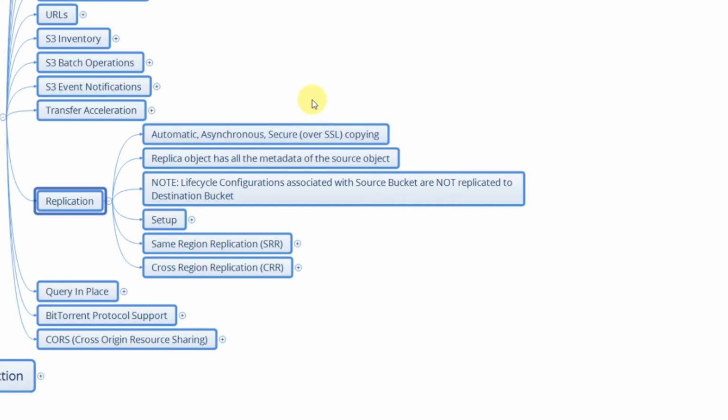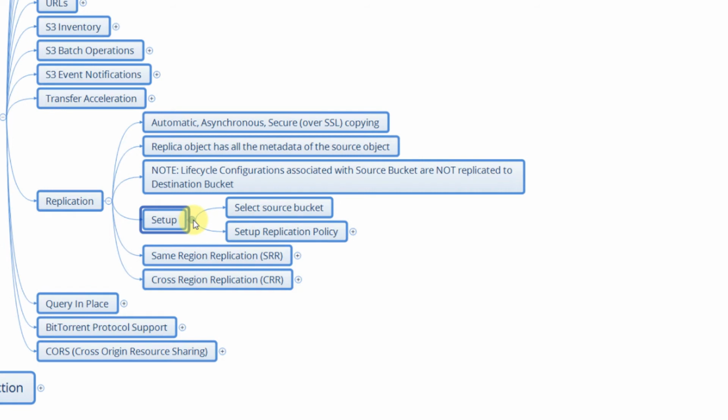Replication is a feature that allows automatic, asynchronous, and secure copying of objects within a region or across regions. The replica object has all the metadata of the source object. But note that lifecycle configurations that were created in the source bucket are not replicated to the destination bucket. So how do you set up replication?